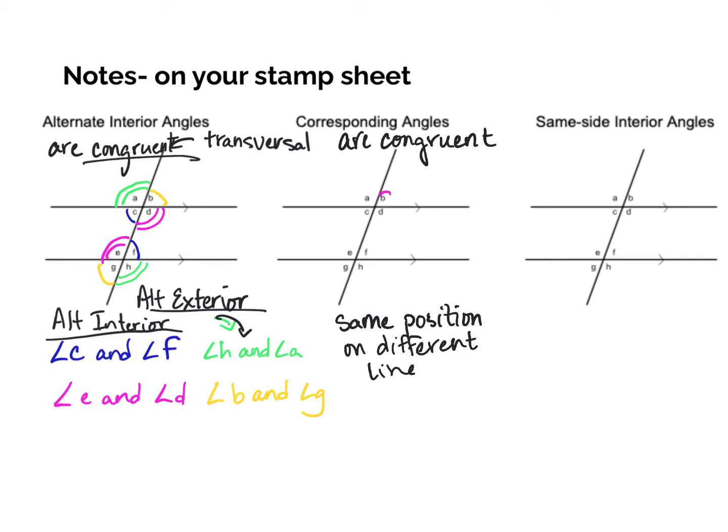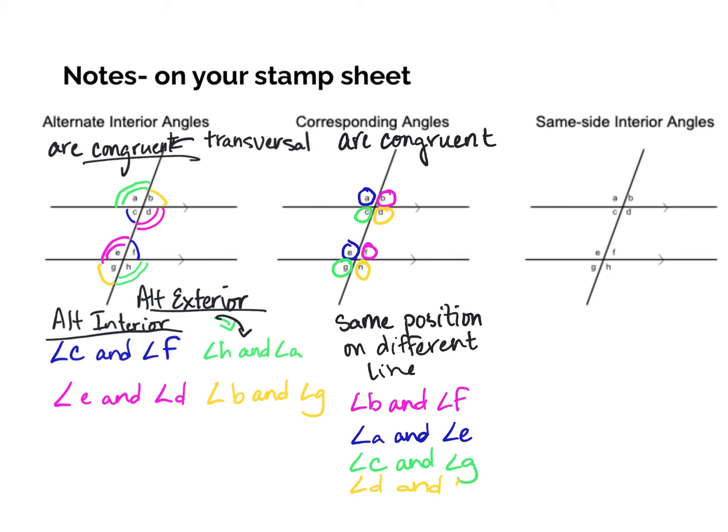So one pair we have is angle B and angle F. We also have angle A and angle E. Angle C and angle G. And angle D and angle H. Running out of room down here.